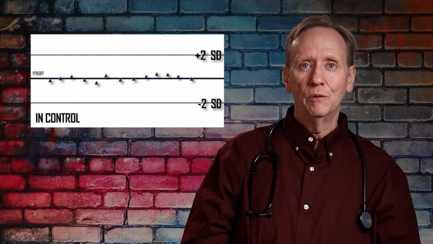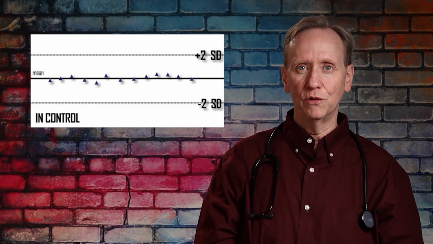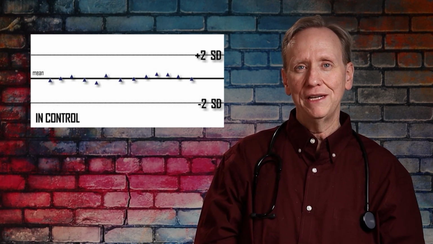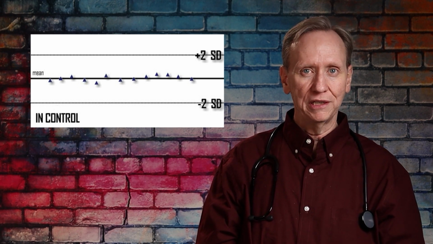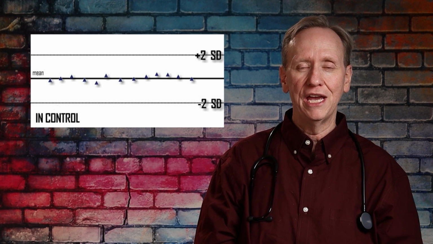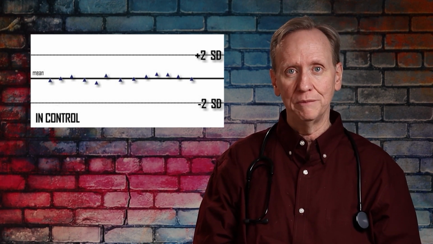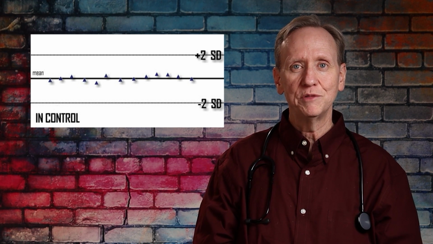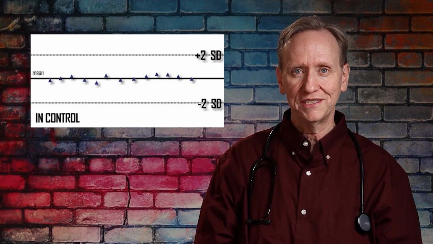So let's look back at this graph here. What you'll see is that points are around the mean. They're kind of all over the place here, but they're fairly tight. They're fairly close to the mean. Most importantly, you'll want to see that the points are all between the upper and lower control limits. They haven't exceeded the top line or the bottom line. Because of that, we can say that this machine is in control and we can use it for patient testing.